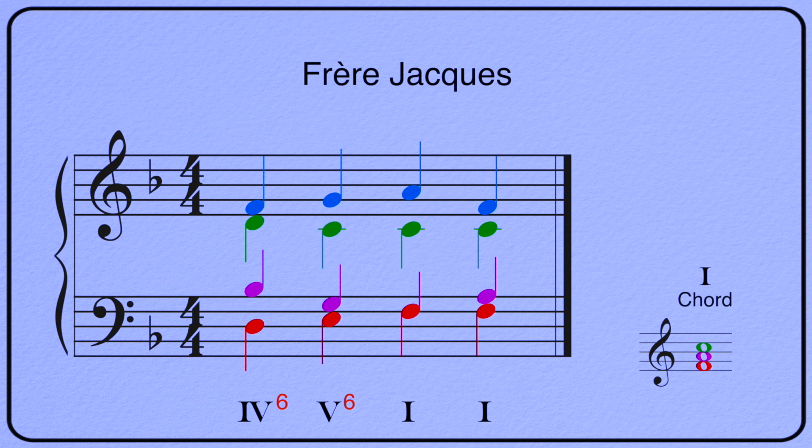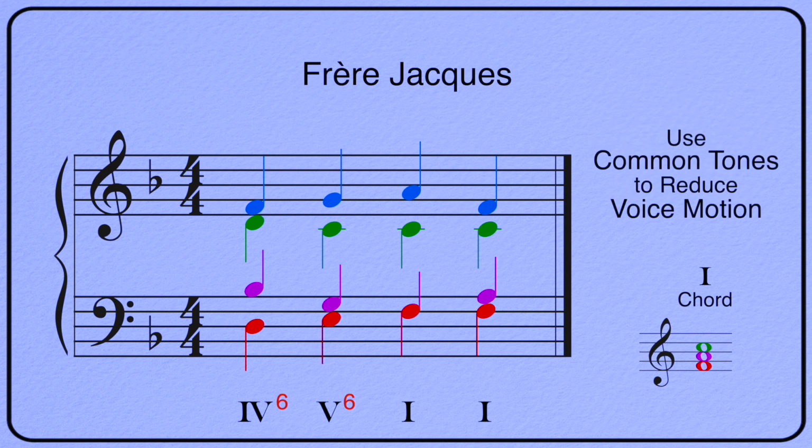Remember, there's almost always going to be a stationary voice in there, giving the other voices the freedom to move. Take advantage of this whenever your chords have common tones. C in this case. C is the root of the 5 chord and the 5th of the 1 chord. So, park it.